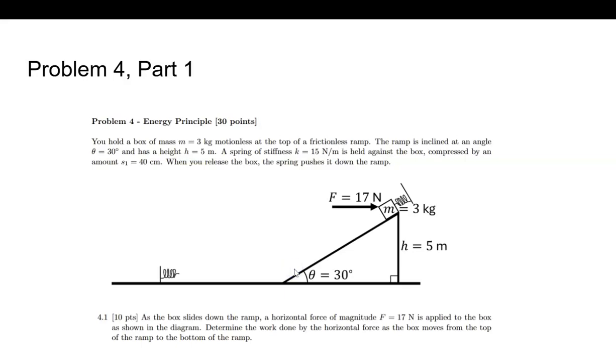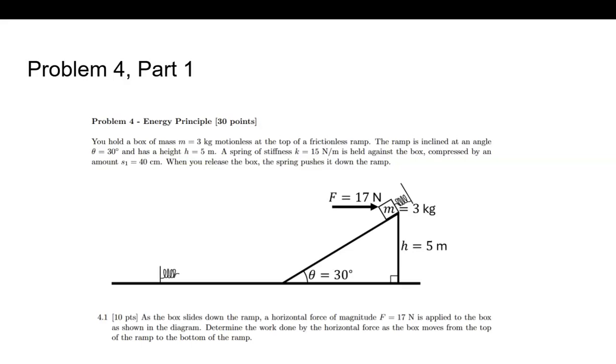The problem I will be doing is problem 4 of part 1. It states that you are holding a box of mass 3 kilograms motionless at the top of a frictionless ramp. The ramp is inclined at an angle theta equals 30 degrees and has a height of 5 meters. A spring of stiffness 15 newtons per meter is held up against the box, compressed by an amount S1 equals 40 centimeters. When you release the box, the spring pushes it down the ramp.